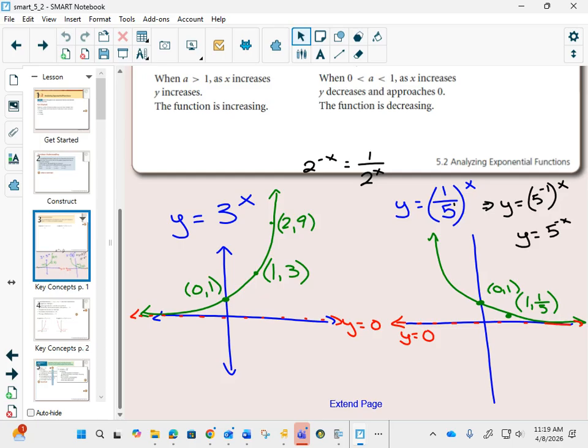And maybe at the bottom of page 344, we can add these two graphs. So these are similar to what you saw in 5.1. If you had to graph y equals 3 to the x, you have an asymptote at y equals 0. You have the point 0, 1, and because the base is 3, you'd have 1, 3.